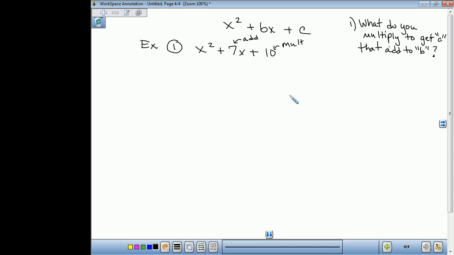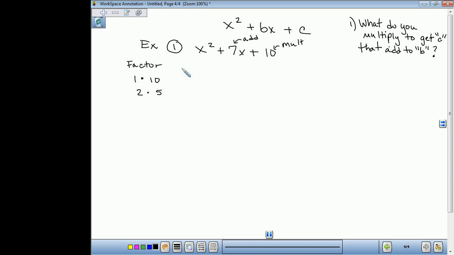Now, your teachers may have done it a couple different ways. You may have had to do something like this. Write down your factors of 10. What can I multiply to get 10? 1 times 10 gives me 10. And 2 times 5 gives me 10. Hey, that adds up to 7.